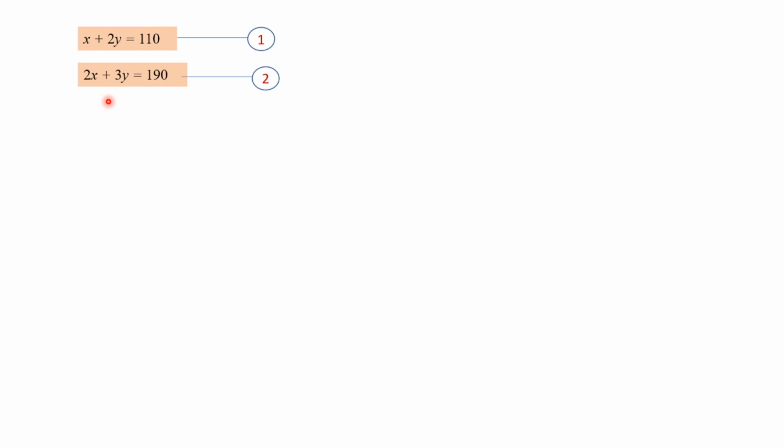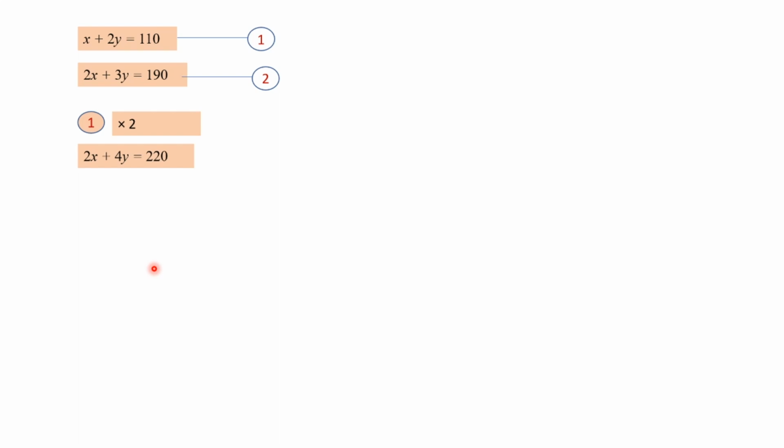First way is you have to equalize at least one coefficient. Definitely you have to equalize one coefficient. So what can I do here? I can see if I multiply this one by 2, it becomes 2x. So the first equation I am going to multiply by 2: 2x, 2 into 2, 4y. I multiply 110 by 2, 220.